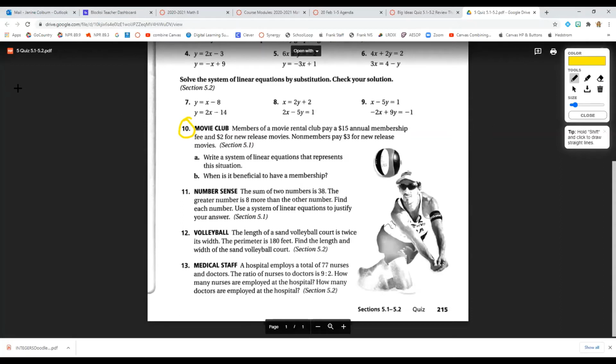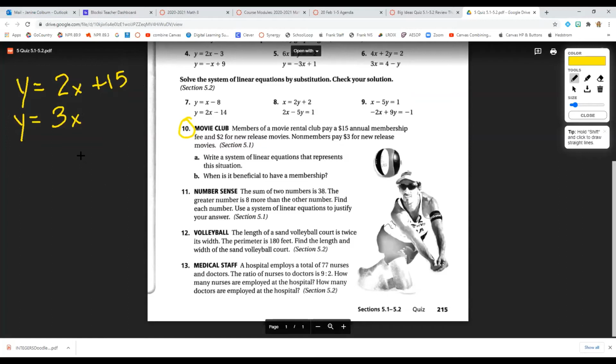So let's set up the system of linear equations. First, members pay a $15 annual fee and then $2 per movie. So for members, they pay $2 per movie plus a $15 annual membership fee. Non-members only pay $3 per movie. They do not pay the membership fee.